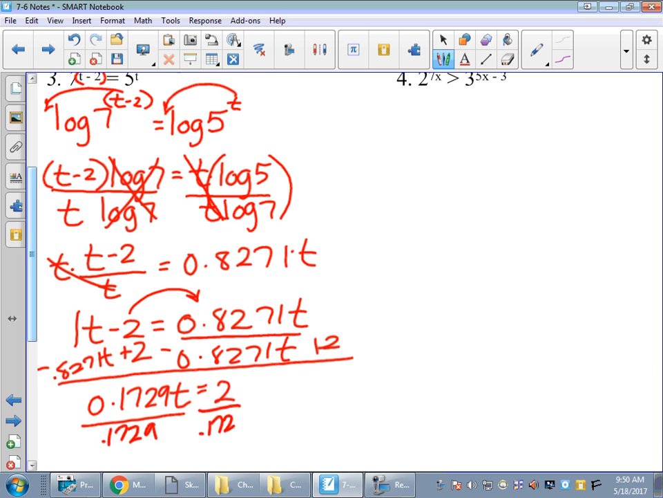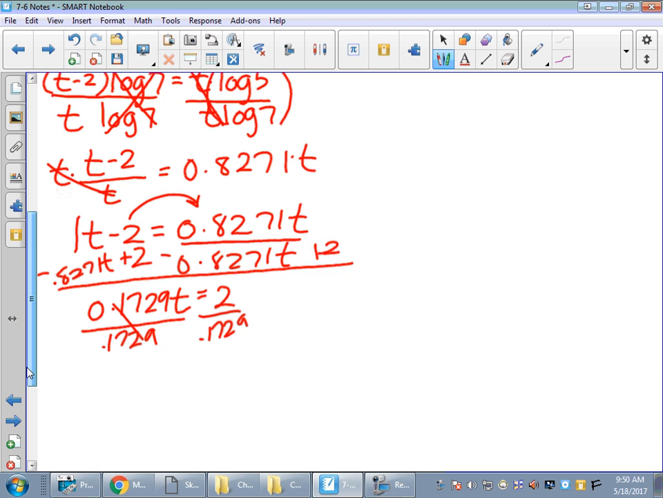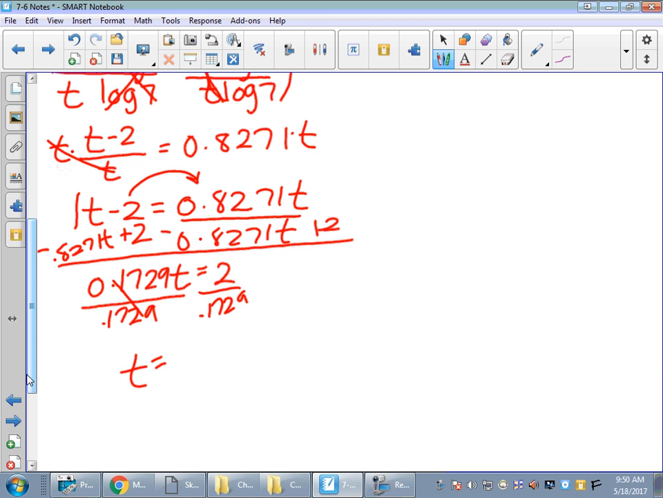I think I actually made this more difficult than it was, not using my strategies correctly. 2 divided by that answer, if you just use the answer button on your calculator, it keeps it accurate, 11.5665, approximately. I think by dividing by t first, though, I probably should have just distributed and taken it from there.